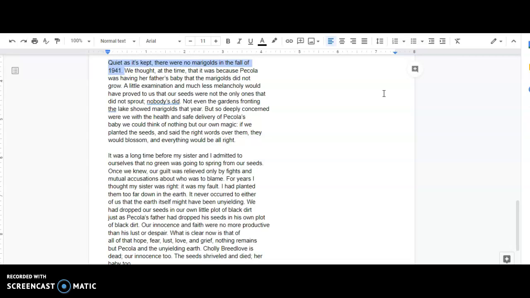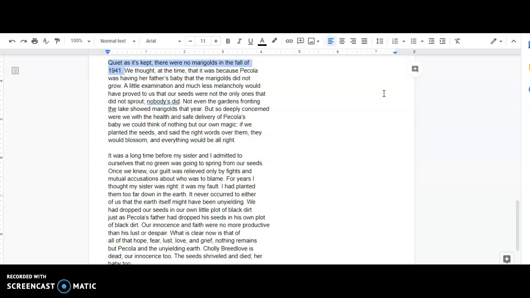Morrison begins that little paragraph there as if she's letting us in on a secret, right? Quiet as it's kept. There is an intimacy here. She is about to share something with us. It's something that clearly people do not talk about because it's quiet as it's kept, but it is important nonetheless.